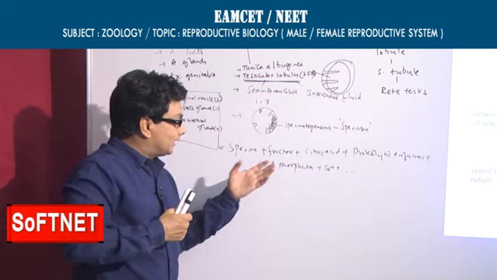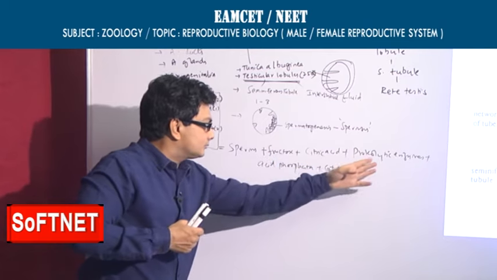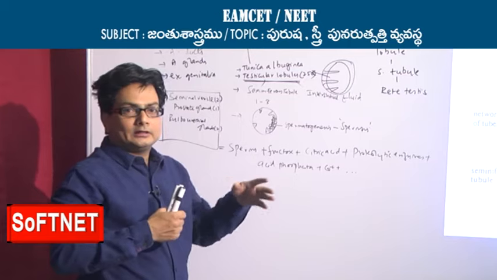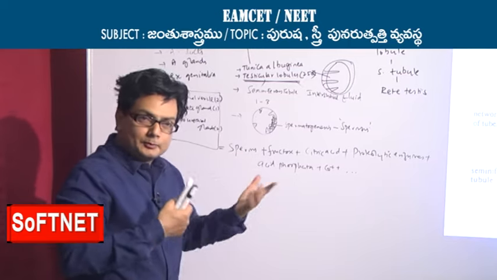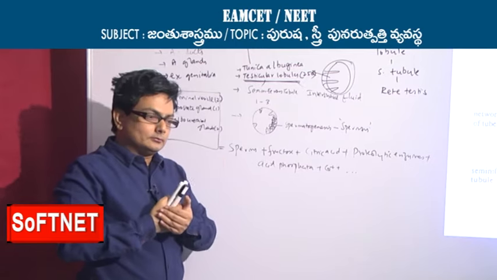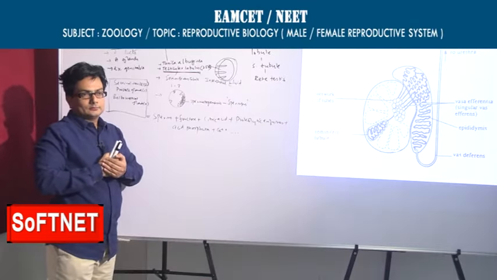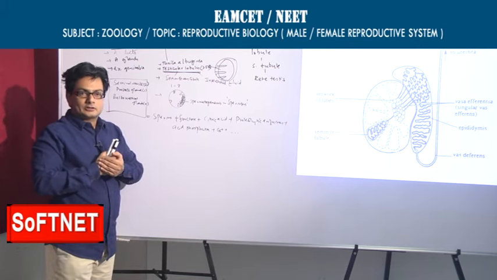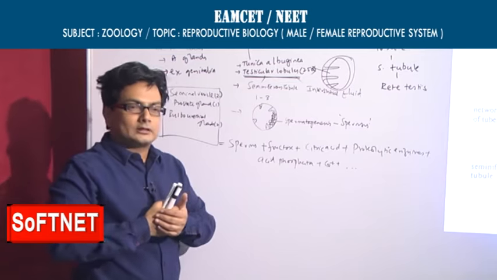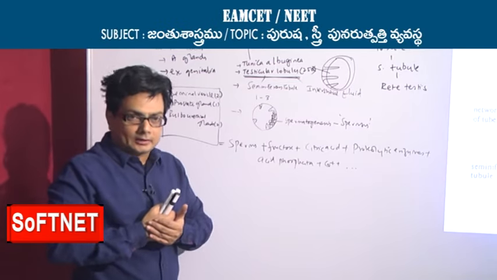And the seminal plasma contains fructose, citric acid, proteolytic enzymes, acid phosphatases, calcium, and finally the principal component will be the sperms or the male gametes. And during coitus, the intromittent organ, the penis, which is nothing but the external genitalia, will be useful in transferring the semen into the female genital tract.